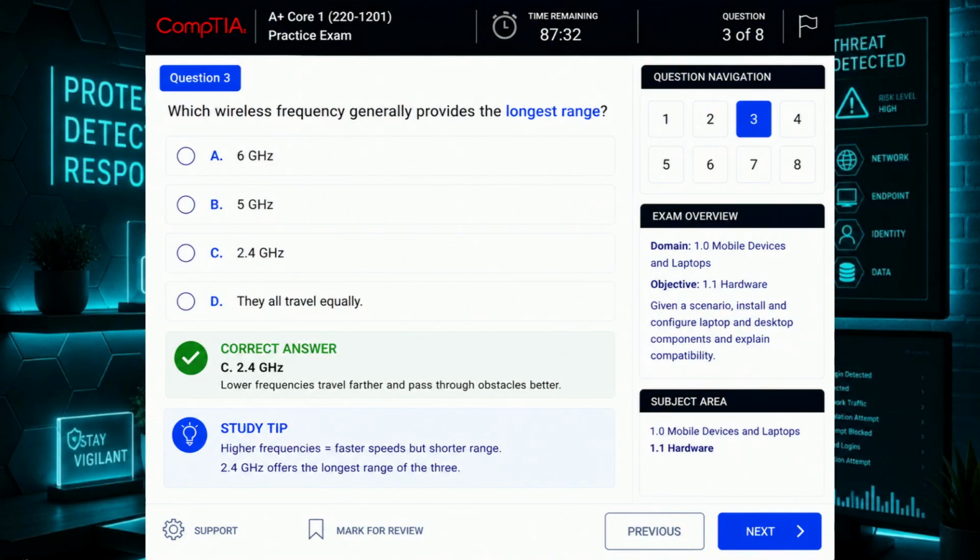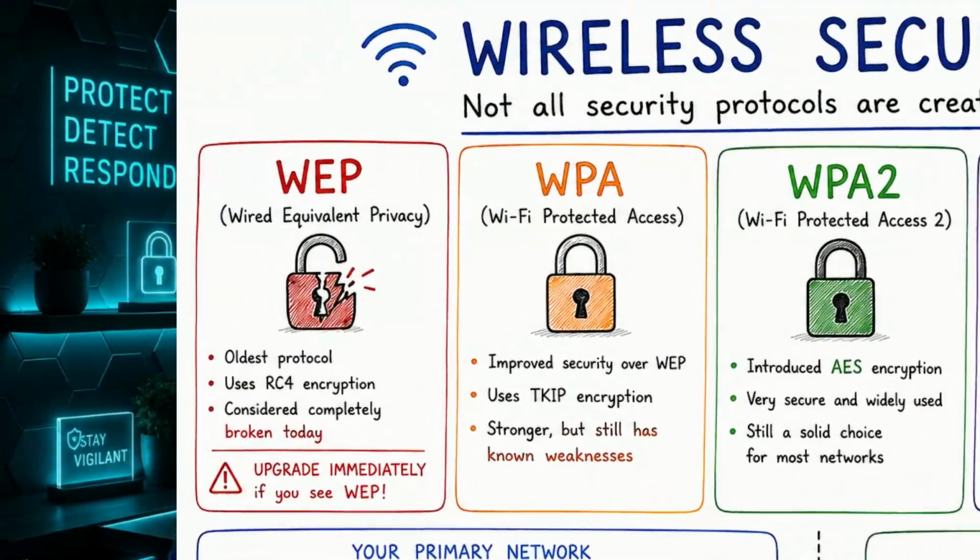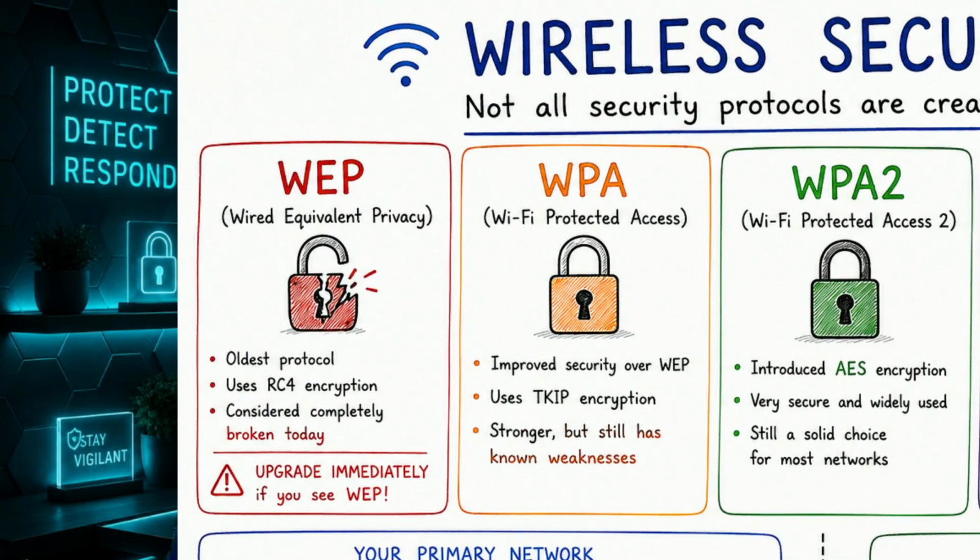The answer is C, 2.4 GHz. Now let's talk about protecting your wireless network. Not all security protocols are created equal. The oldest security protocol that you will hear about is WEP. WEP is considered completely broken today. If you ever encounter a network that still uses WEP, it should be upgraded immediately.